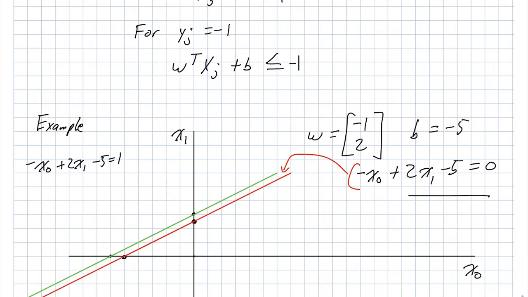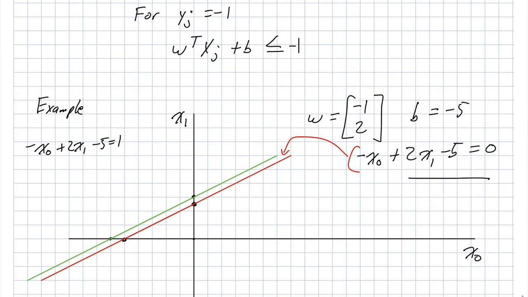We go. And on the negative side, so this one here is this guy right here. And on the negative side, we have negative x0 plus 2x1 minus 5 is equal to -1. And that turns out to be equal to a surface that looks like this. It actually passes right there.